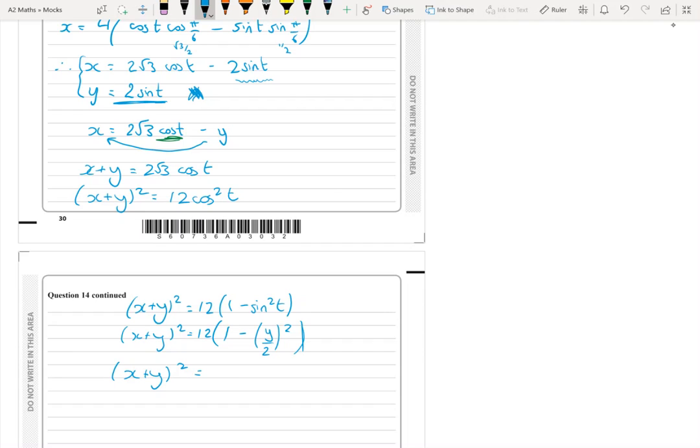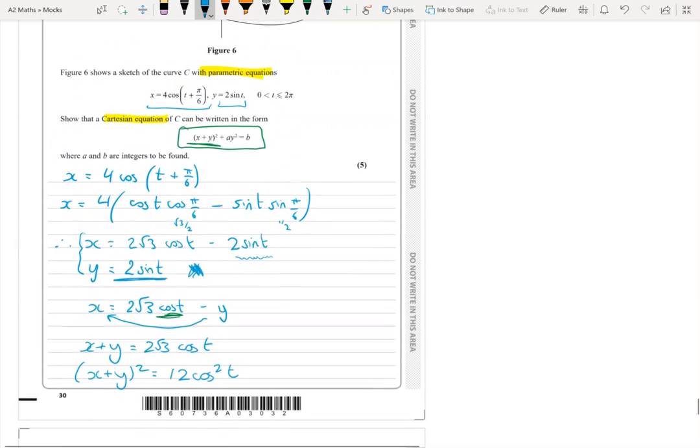12 multiplied by 1 is 12, minus y over 2 when you square it is y squared over 4, and multiplied by 12, that leaves us with 3y squared. And the question wanted it in this form, x plus y squared plus 3y squared, make it positive on the left side, equals 12. Let's just look back.